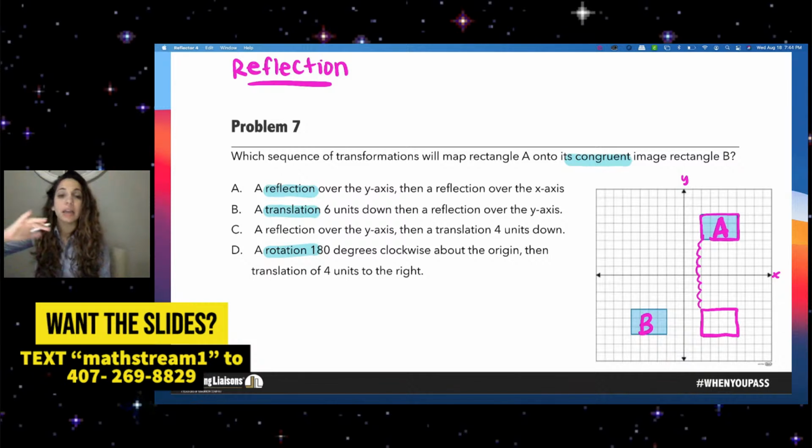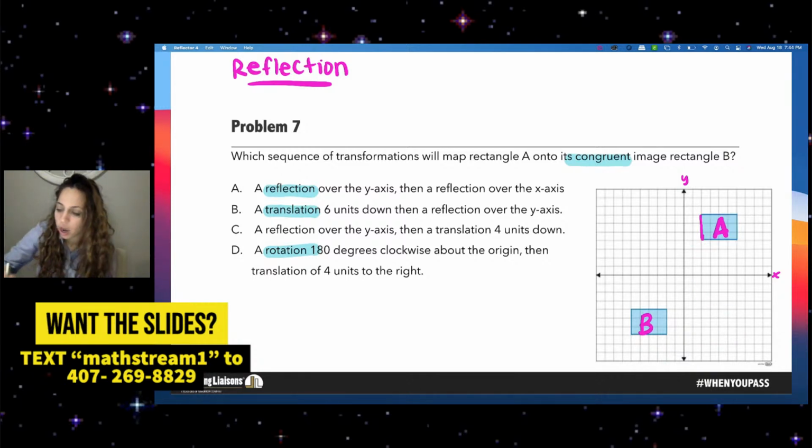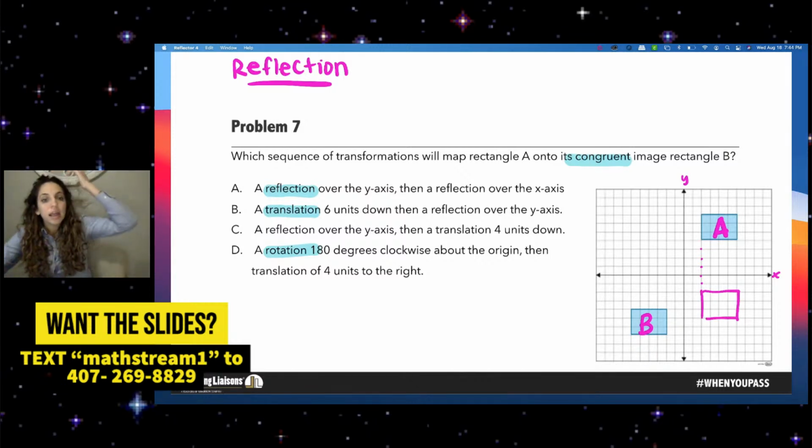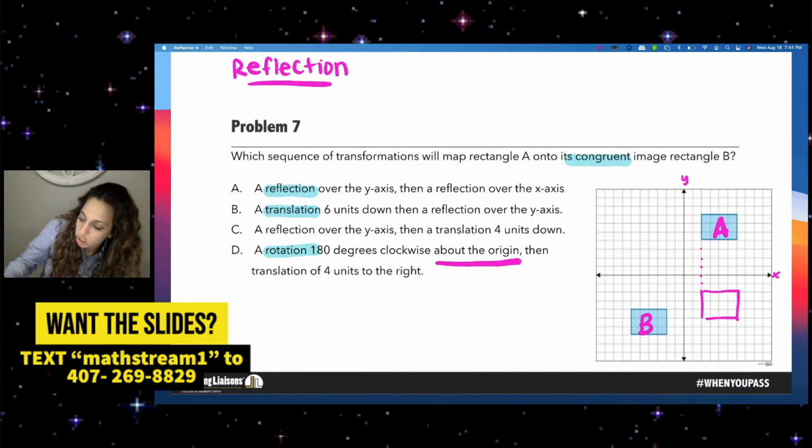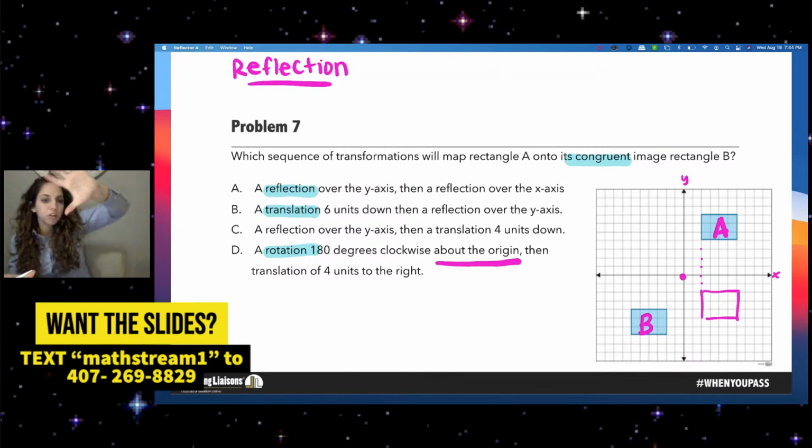Again, reflection is kind of like a mirror. A translation is really more of like a shift. So I'm just pushing A to the left or the right. So a translation 6 units down, I'm just going to push A 6 units down. 1, 2, 3, 4, 5, 6, and A would land right here. So that's a translation. And a rotation is exactly what you think. I'm literally rotating it, and it says about the origin, where this is the origin. So I'm literally rotating it 180 degrees.